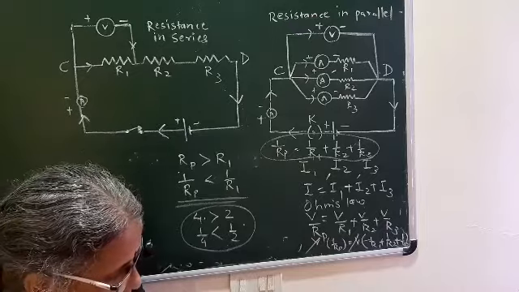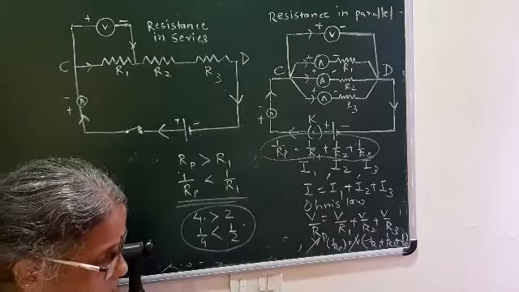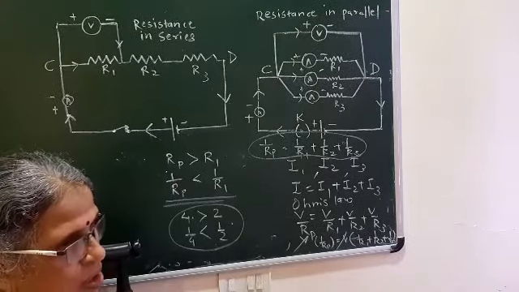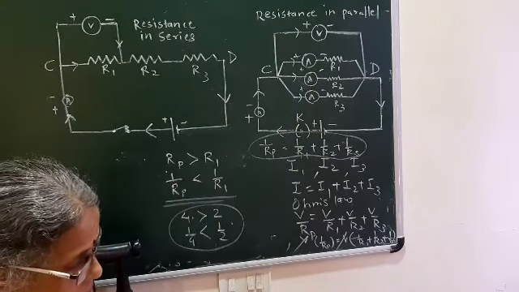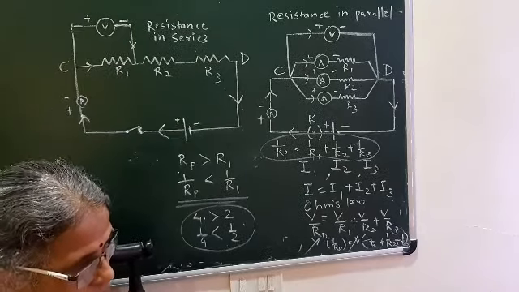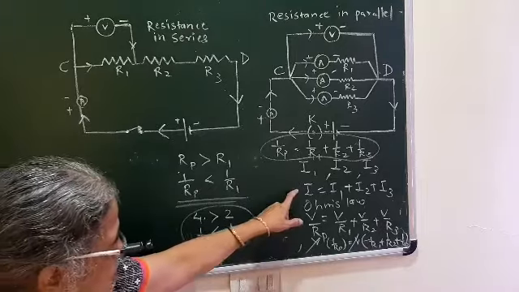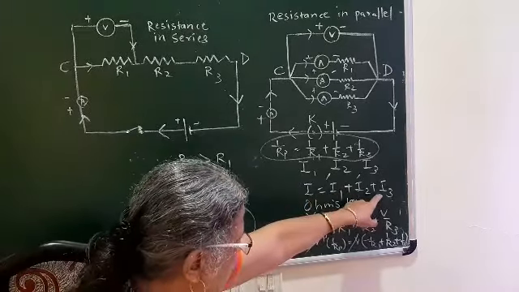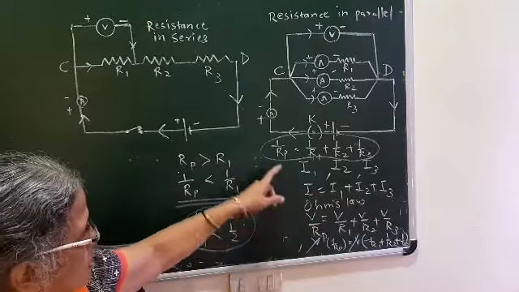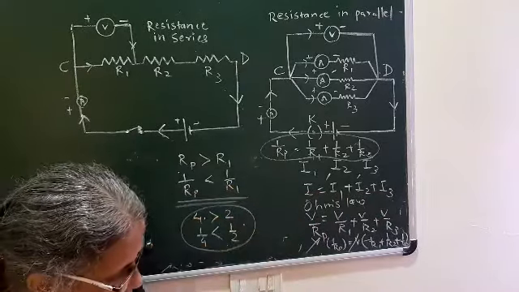Second thing, the current flowing through the individual resistor is proportional to the inverse of its resistance. I have just told you that current is inversely proportional to the resistance. That is, more is the current, less is the resistance; less is the current, more is the resistance. And the total current flowing through the circuit is I equal to I1 plus I2 plus I3. Followed? So current is inversely proportional to resistance and total current is equal to I1 plus I2 plus I3.